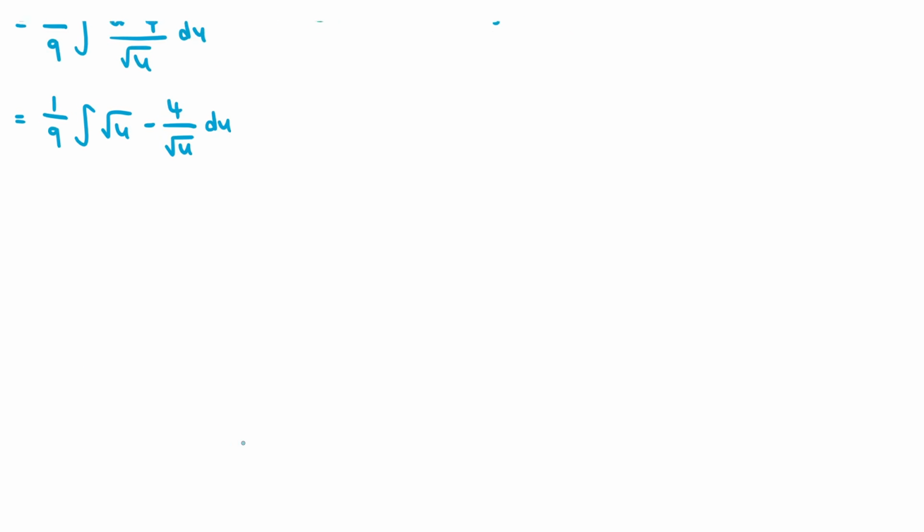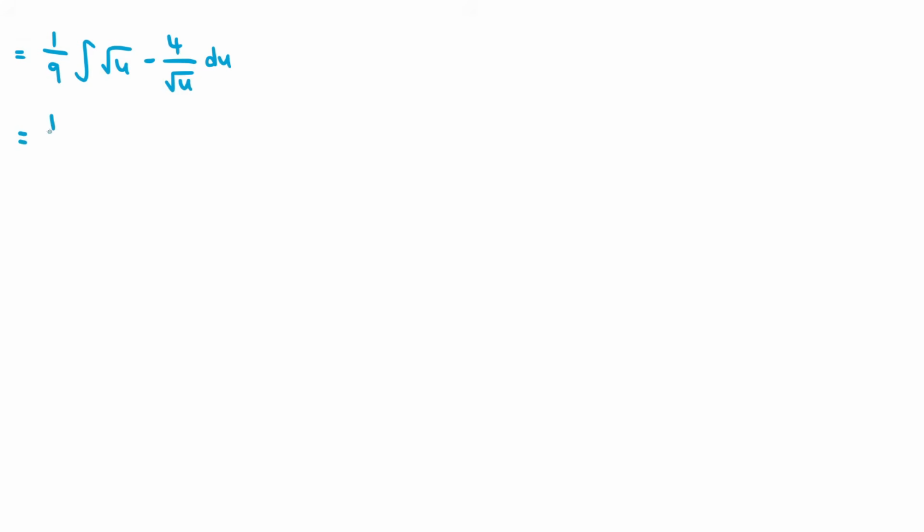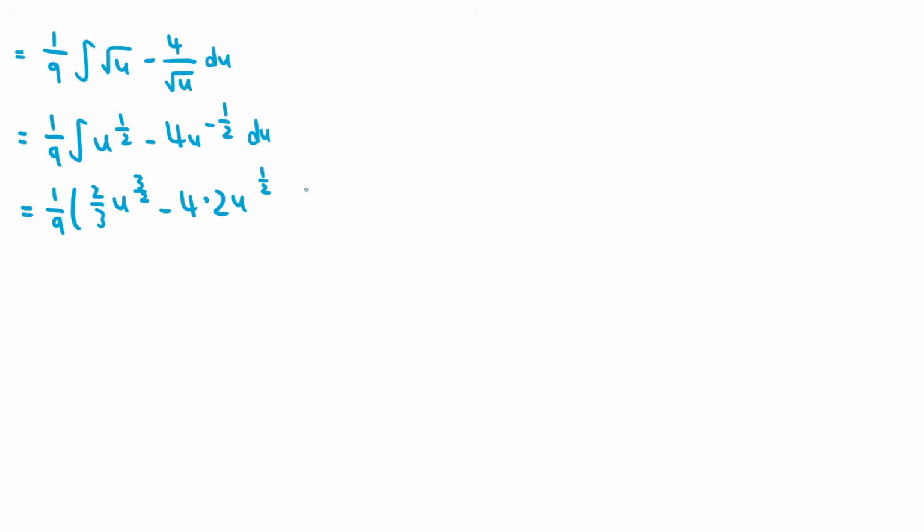If we rewrite this with fractional exponents, the integrand becomes u to the 1 over 2 minus 4u to the negative 1 over 2, and we can integrate each term separately with the reverse power rule. The integral of u to the 1 over 2 is 2 over 3 times u to the 3 over 2, and the integral of negative 4u to the power of negative 1/2 is negative 4 times 2u to the 1/2, by raising each exponent by 1 and dividing by the new exponent as a constant factor for each term.